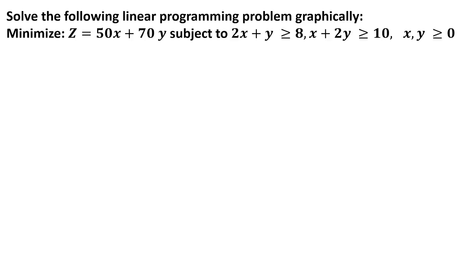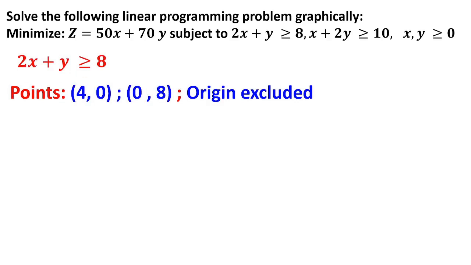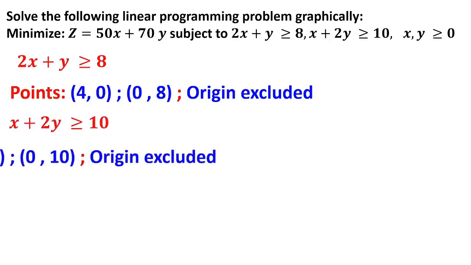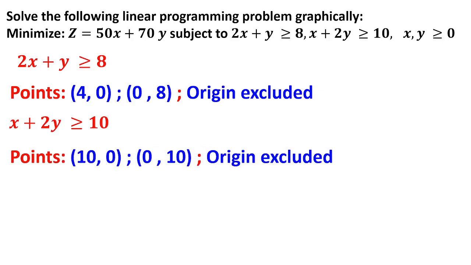Solve the linear programming problem. Once again, 50x plus 70y, 2x plus 7y greater than or equal to, x plus 2y greater than or equal to 10, 2x plus y greater than or equal to 8. 4 comma 0, 0 comma 8, origin excluded because it is greater than or equal to 8. x plus 2y greater than or equal to 10, the points are written over there, and origin excluded.